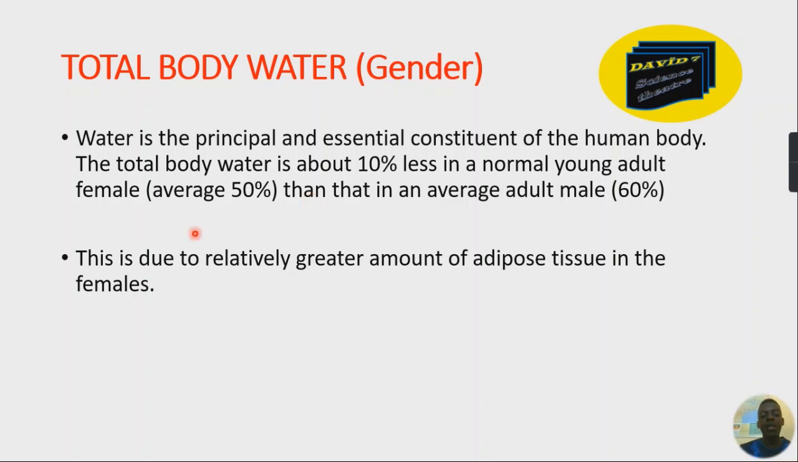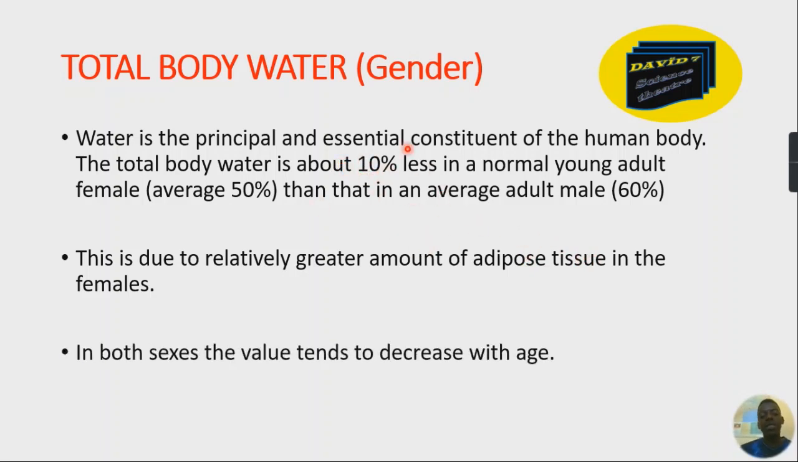And this is due to a relatively greater amount of adipose tissue in females. Females have a lot of fat deposited around the buttocks, breasts, belly, and mons pubis. This is the reason why they have 10% less water than an adult male. In both sexes, the value tends to decrease with age. So it means you have to take more water when you grow older.